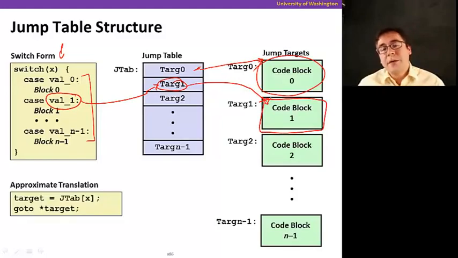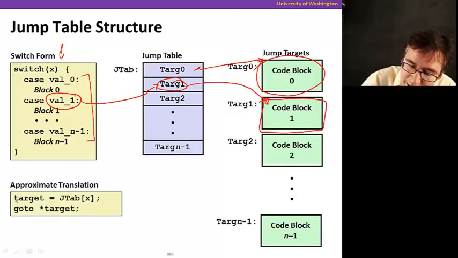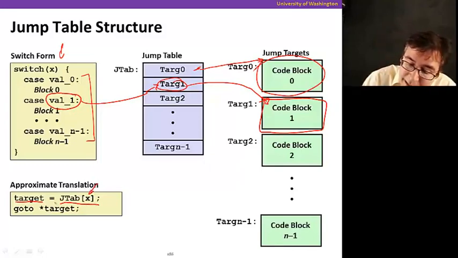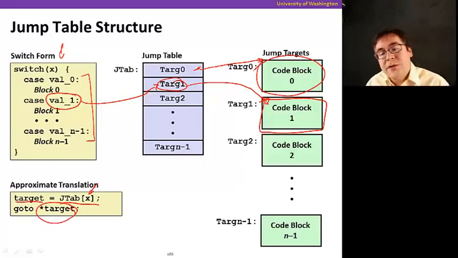Now, one way to think about this is the following. You could have a variable called target, which holds the target address for a given option. We're going to look up our jump table, which is just an array of instruction addresses. We're going to index that array with X, and we're going to get the value, store it in target, and we're going to jump on it. We're going to do a goto and use that as an instruction address and jump to that address.